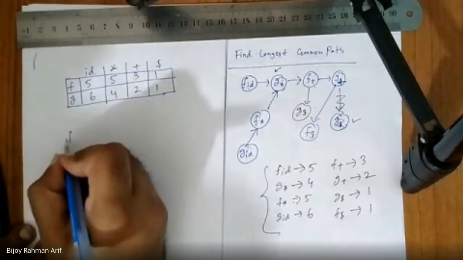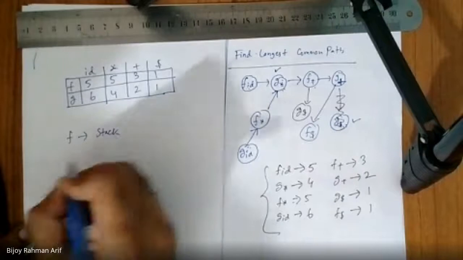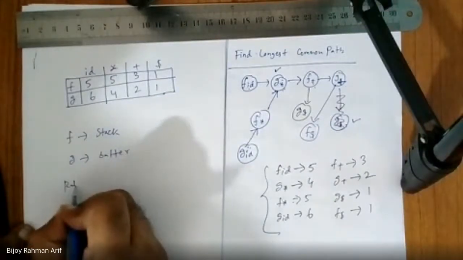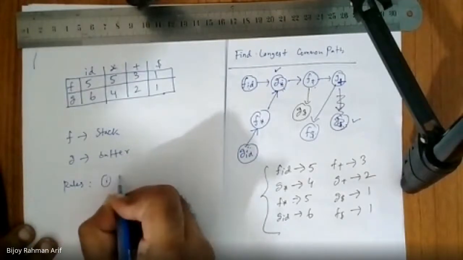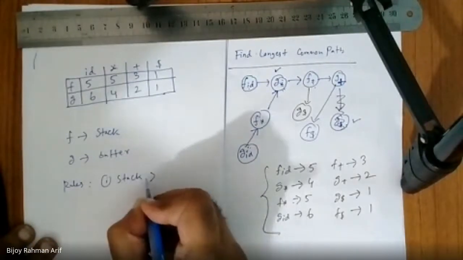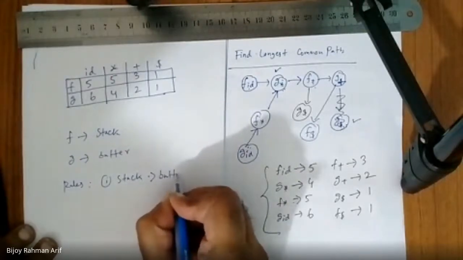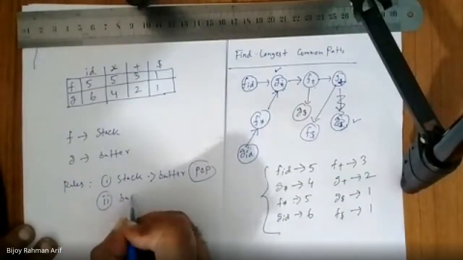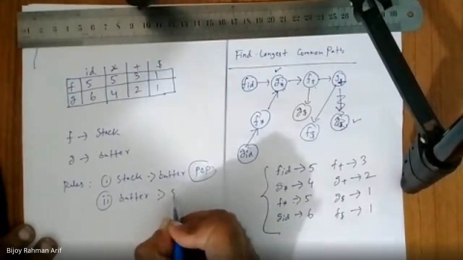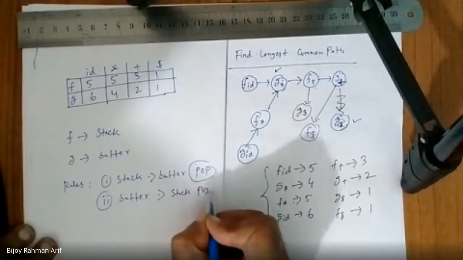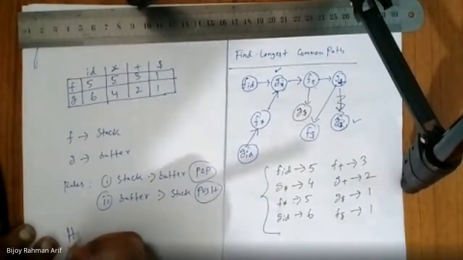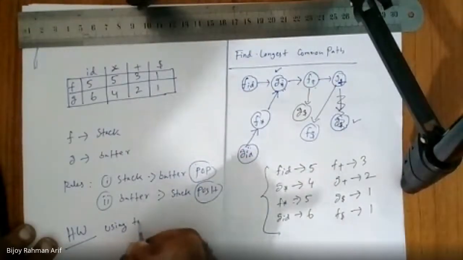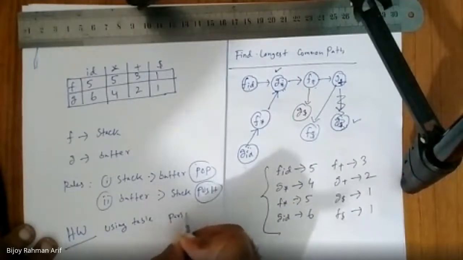Now we know that F is nothing but stack and G is nothing but buffer. So again the same rules. Number 1, stack greater than buffer, pop. Number 2, buffer greater than stack. Now it will be homework: using the table, parse the string.